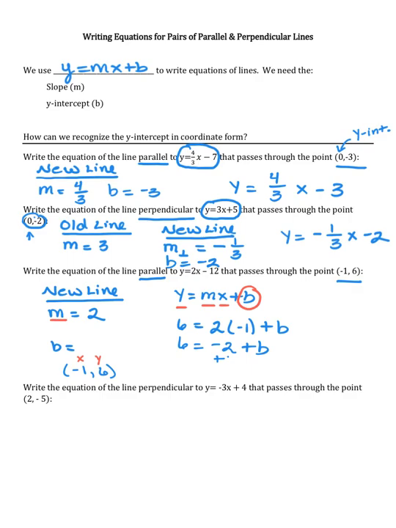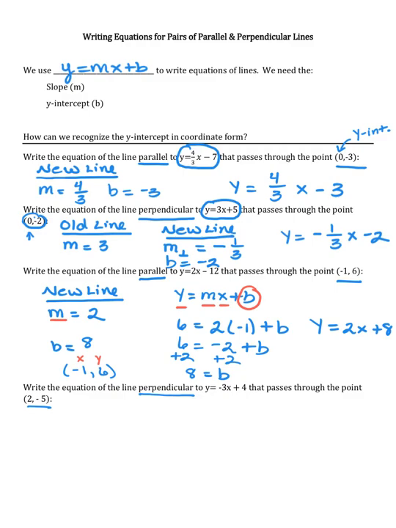I'm going to add 2 to both sides, and so 8 is equal to b. So b is 8, and the equation of the line parallel to y equals 2x minus 12 that goes through the point -1, 6 is y equals 2x plus 8. For the last example, we're going to write the equation of a line perpendicular to y equals -3x plus 4 that passes through the point 2, -5.